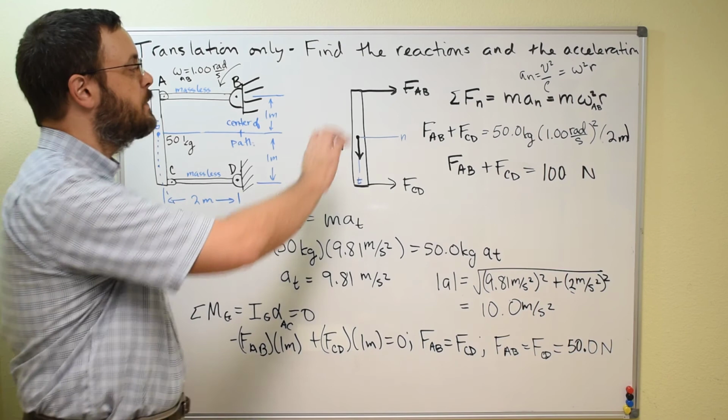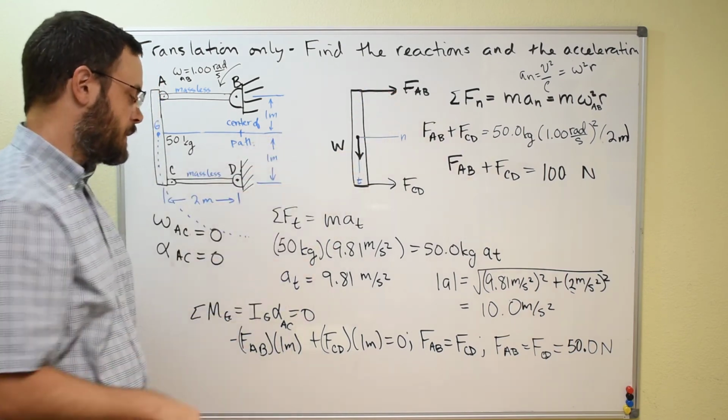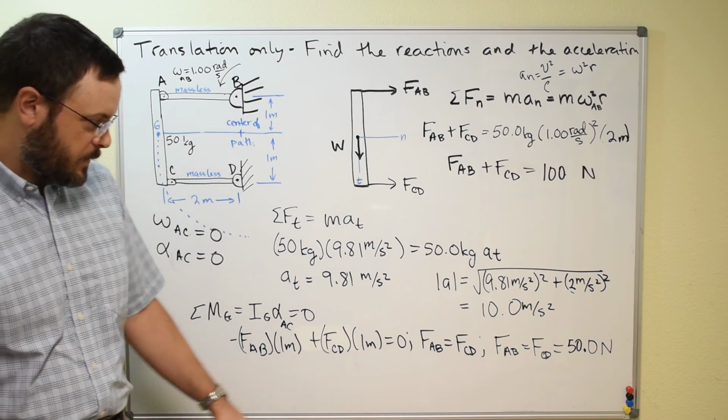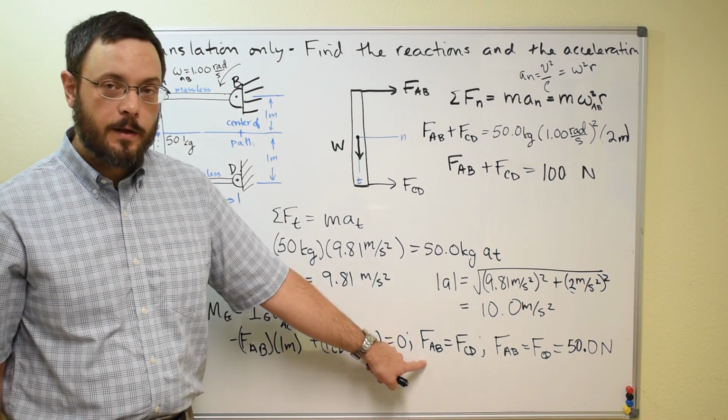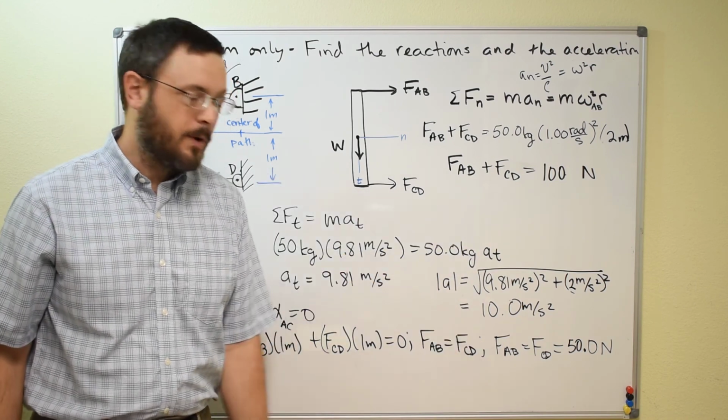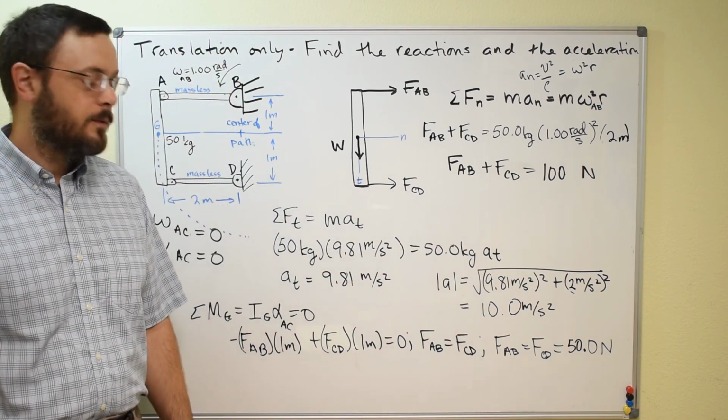So we have FAB times 1 meter, that gives us a negative moment. FCD times 1 meter gives us a positive moment. That'll give us FAB is equal to FCD. Plug that in up here, and then we get that both FAB and FCD are equal to 50 newtons.